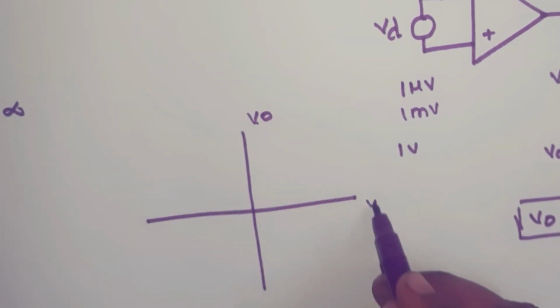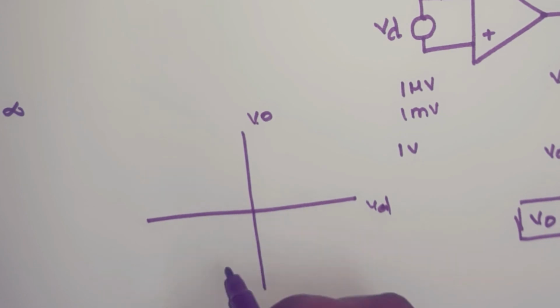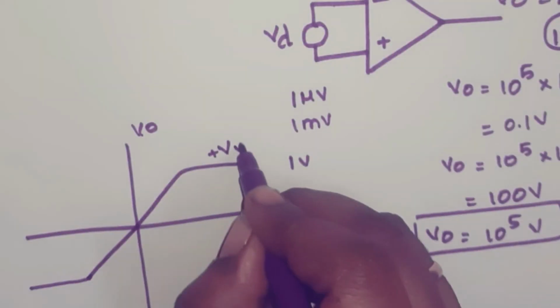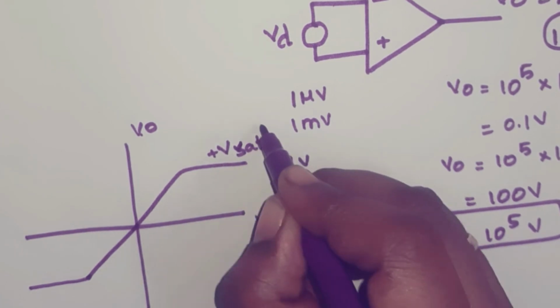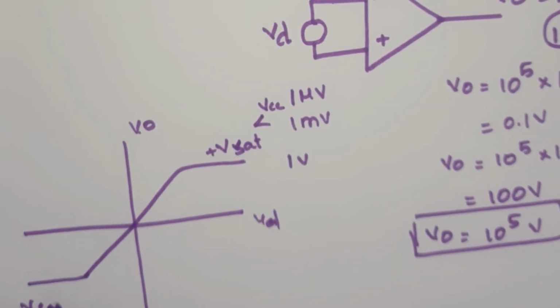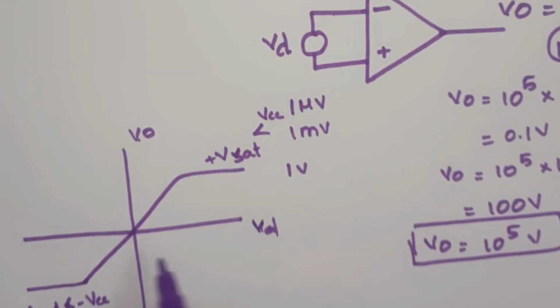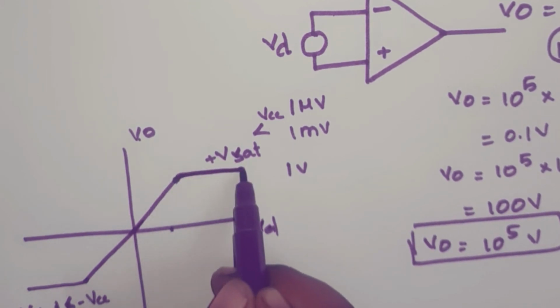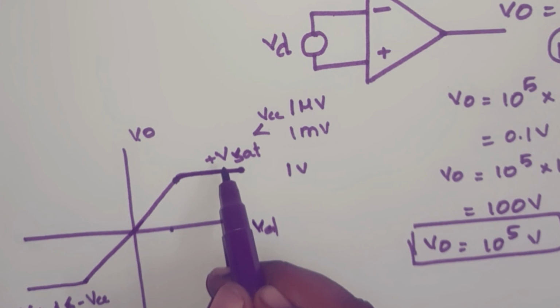This is your output voltage and this is the input voltage. This is V saturation, which is always less than VCC, and this is minus V saturation, which is less than minus VCC. As the input voltage increases, the output increases only up to a certain extent. After that it is saturated, that means your output voltage is fixed and the value is V saturation.